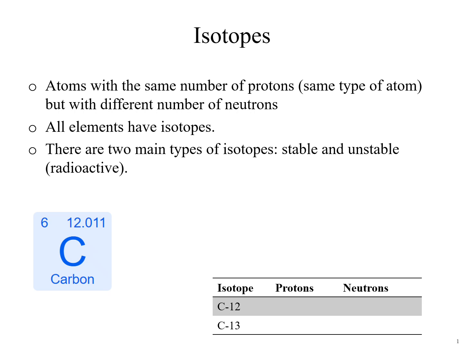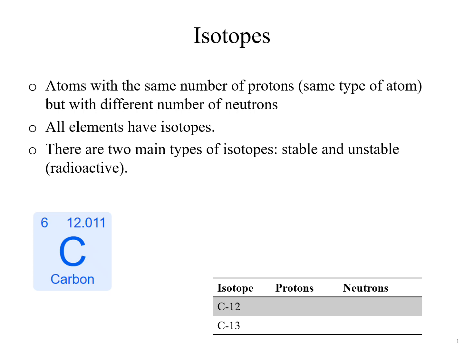Out of the three types of subatomic particles that are present in an atom, the only one that cannot be different if you're looking at the same type of atom, or atoms representing the same element, is the number of protons. The number of neutrons can be different. You can have two atoms of the same element with a different number of neutrons in those two atoms. The number of protons will still be the same because you're looking at atoms of the same element.